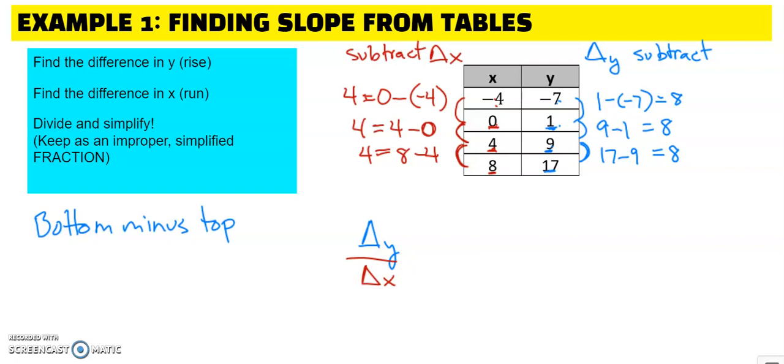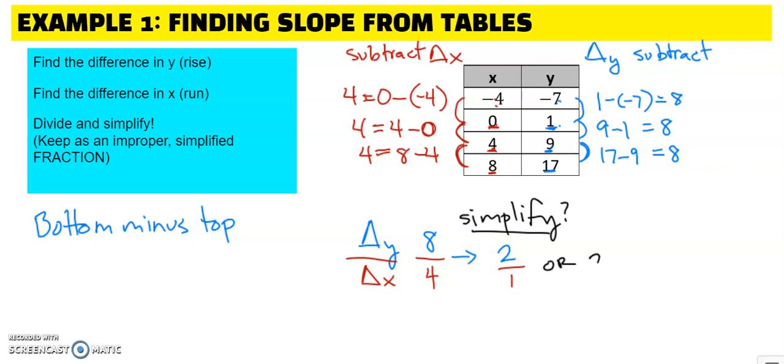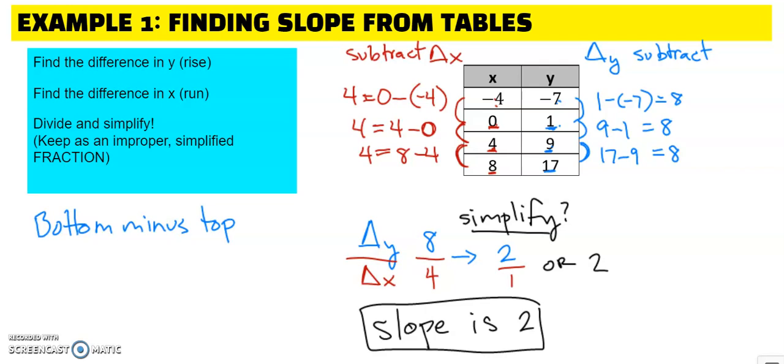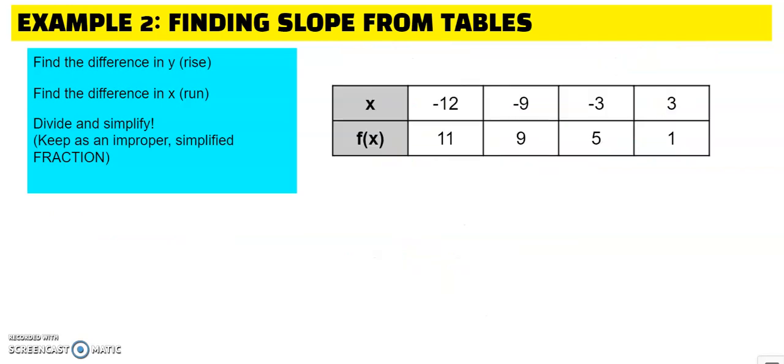So change in y over change in x: 8 is my change in y, divided by the change in x, which is 4. We still need to ask ourselves, can I simplify? Or you could use the calculator to find out, and we will see that indeed this becomes 2 divided by 1, or we can just say 2. So our slope here is 2. That's the constant rate of change. We just have to prove that the ratios are the same. It was 8 to 4, 8 to 4, 8 to 4. Awesome. Let's do it again.